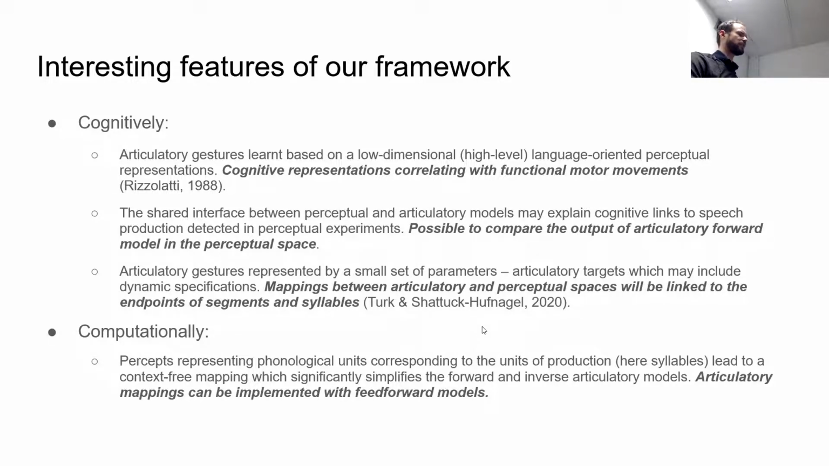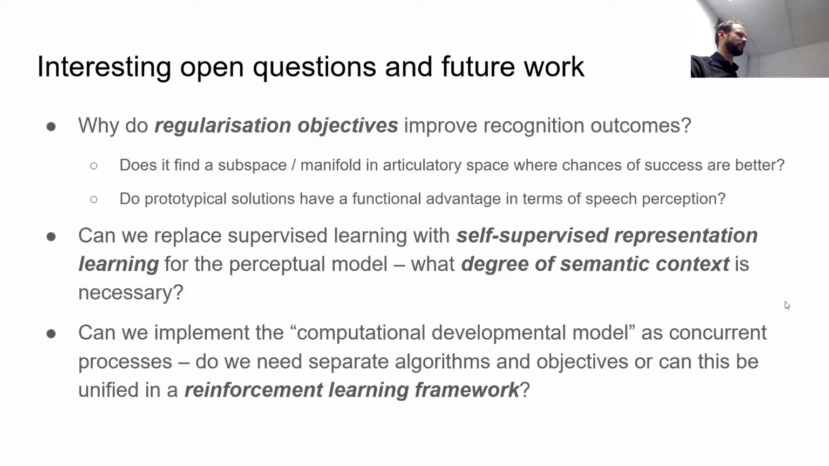An interesting aspect computationally is that because we have chosen the same units of perception and production, you have a context-free mapping between those, which might make it a lot easier to train these articulatory models, especially with the forward model, because those models only need to be feed-forward models. They don't need to be recurrent. So the only recurrent model in this sense is the perceptual model, and the rest can be feed-forward models. That's interesting from a computational perspective.